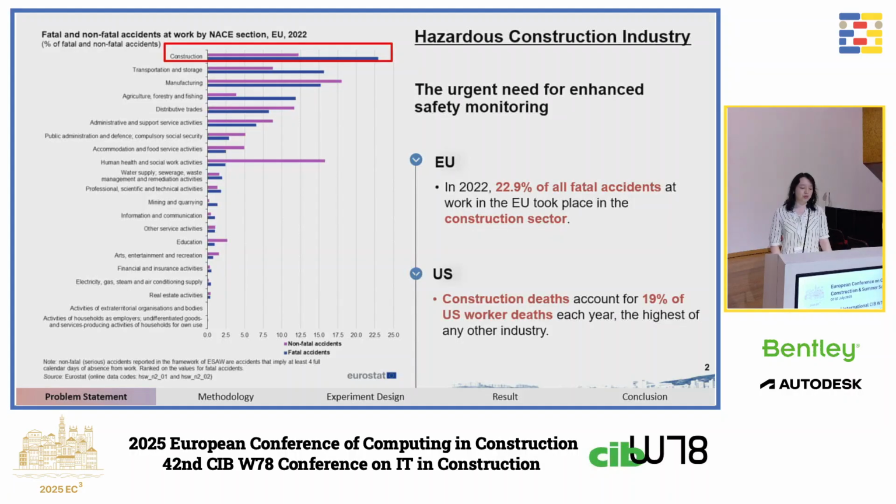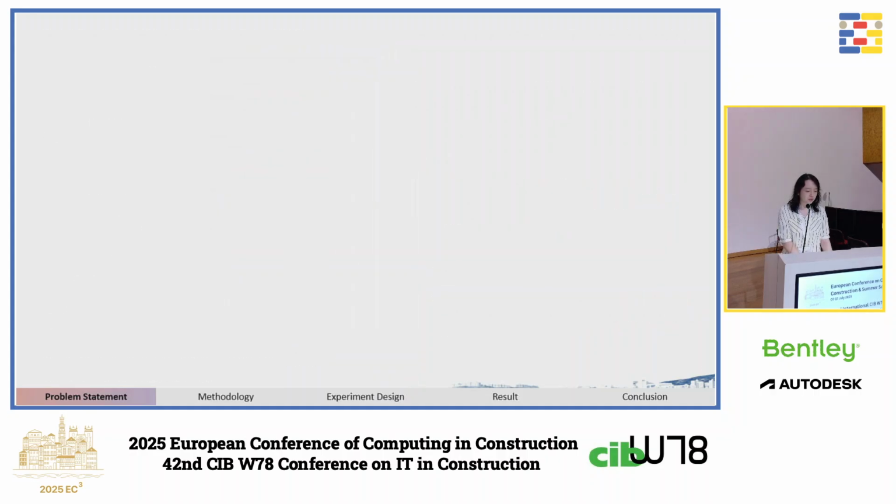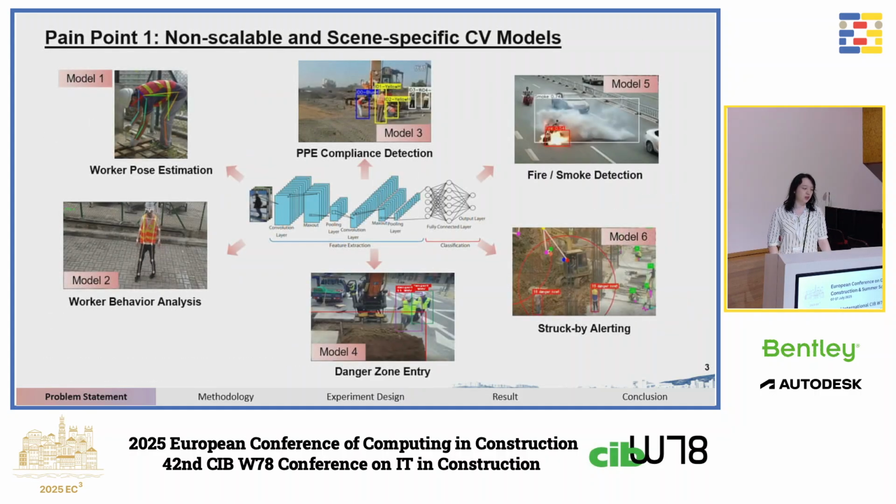As you all know, construction safety is a global crisis. In 2022, about 23% of the fatal accidents happened in the construction sector in Europe, and a similar situation happened in both the USA and China, all around the world. Currently, there are several limitations regarding traditional computer vision models.